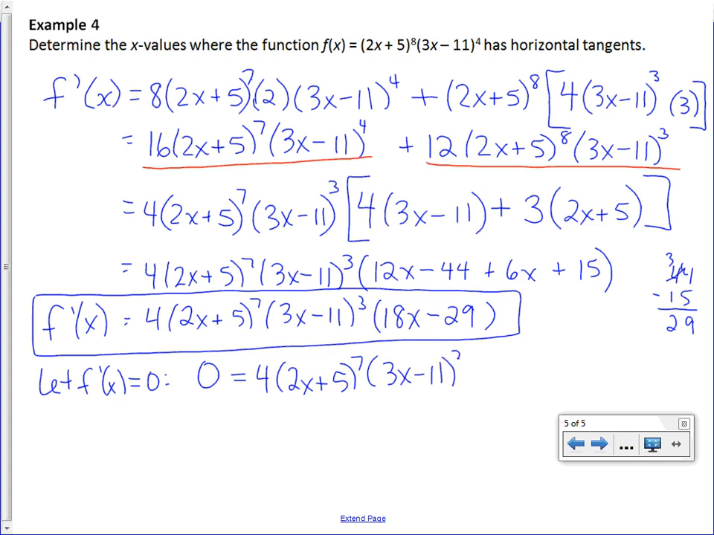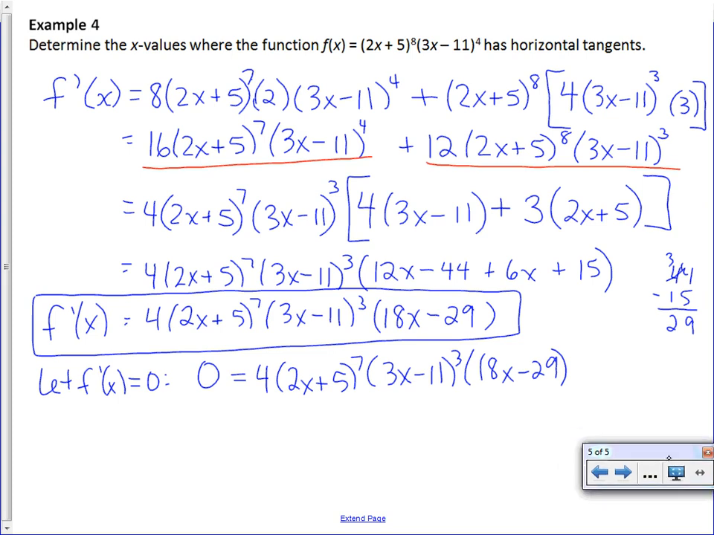And what makes this so beautiful is you've done all the work to get the right side to be factored. Is it easy to solve polynomial equations in factored form? Yeah, it's super easy. You just set each factor equal to 0. And so, how many numbers are going to cause this to be 0? There's the x for that one, the x for that one, and the x for that one. They're all yucky fractions, but c'est la vie.